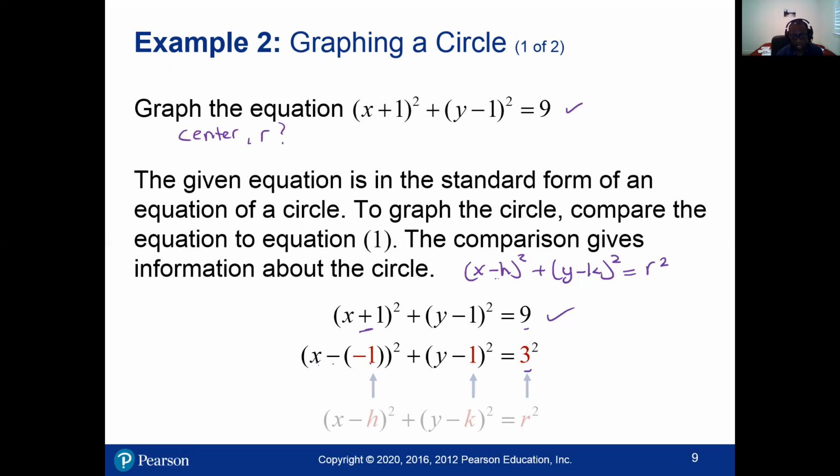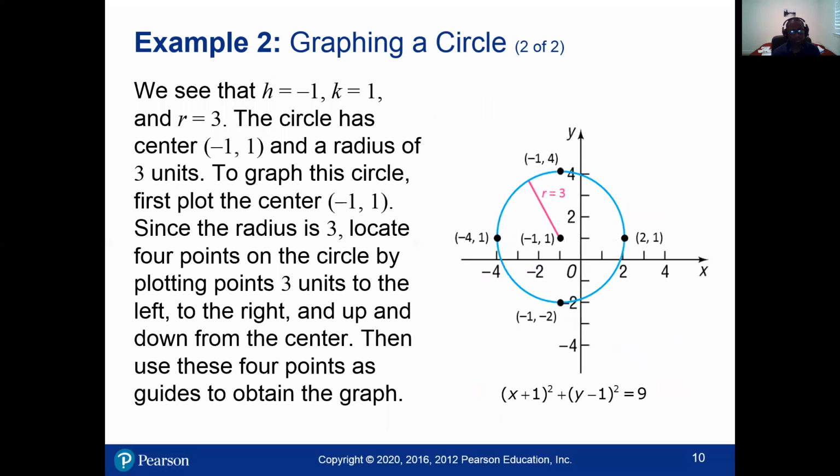So if you compare this, your h is going to be negative 1, your k is 1, and your radius is 3. Okay, so you have h equal to negative 1, k equal to 1, and your radius is equal to 3. So what is the center of this equation? The center will be (-1, 1), and your radius is 3. Okay, so with this, we should be able to graph the equation of the circle.